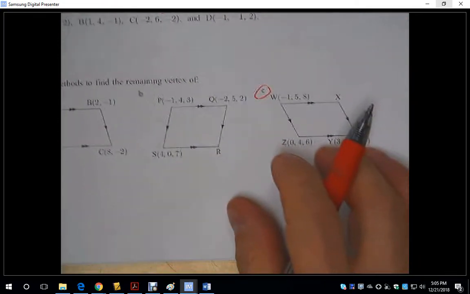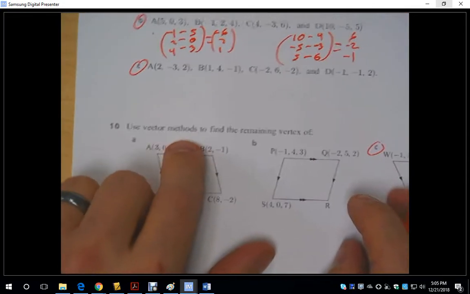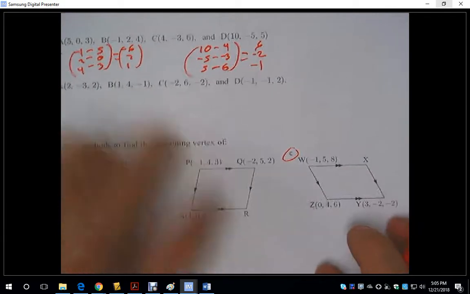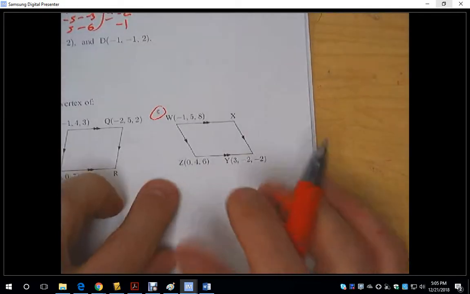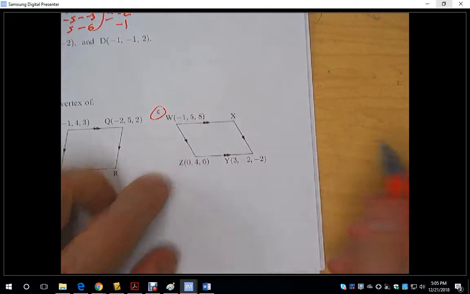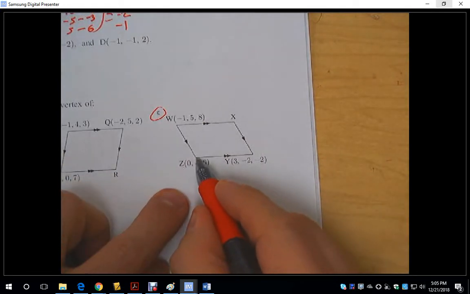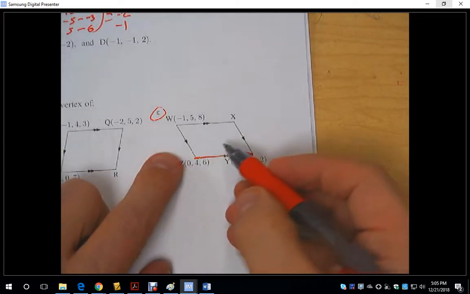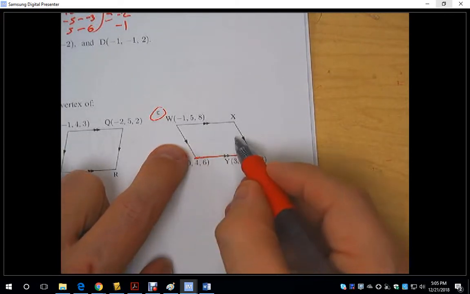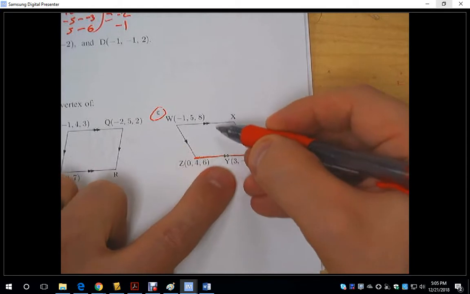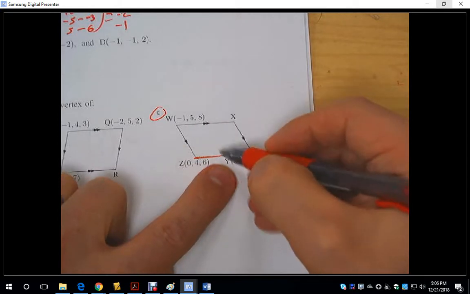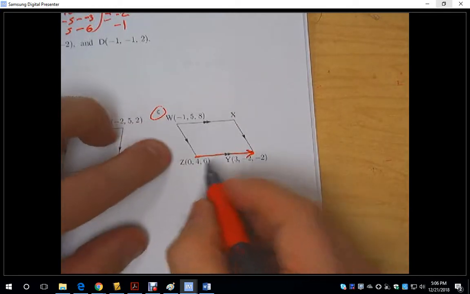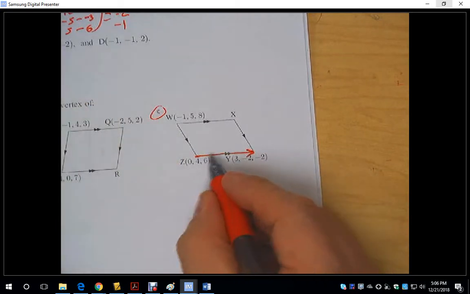Let's move on to 10C. The directions say, use vector methods to find the remaining vector. So let's find this vector here. This is a parallelogram, right? These little arrows here indicate that these two sides are parallel. These double arrows indicate that these two opposite sides are parallel as well. So I'm going to find this vector right here.